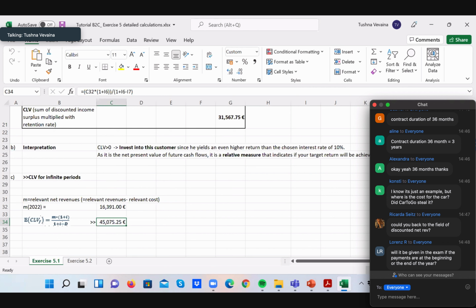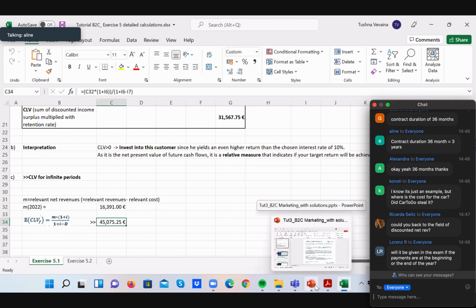Okay, Alina. Yeah, I have a question for the infinite periods. In this case, we have a different annual income surplus in the first year, and then it's higher in the next years. So shouldn't we discount the first year separate from the next following net income?